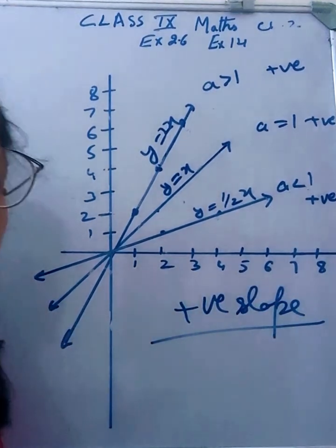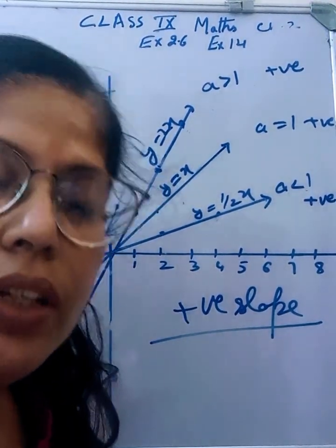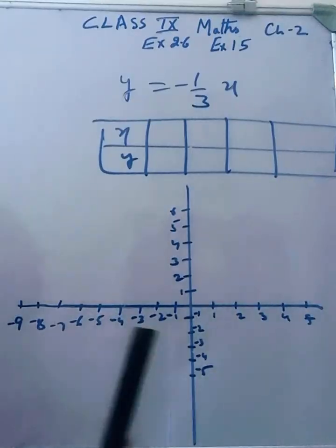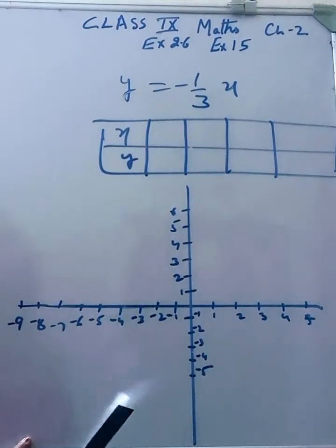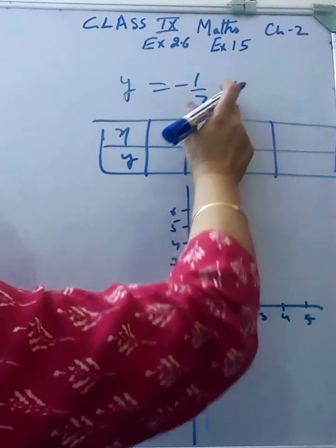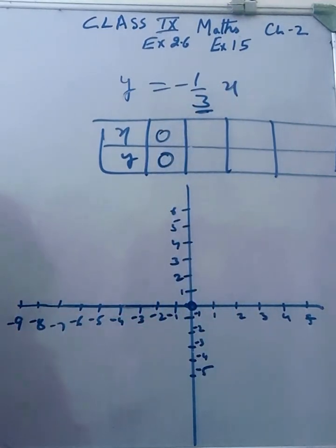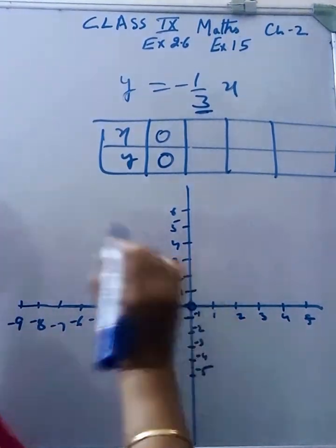And if A becomes negative, let's see in example 15 when A becomes negative. Now y is equal to minus 1 by 3, example number 15. Here A is negative. If we put 0, then it becomes 0. So all the lines which have B equal to 0 are passing through the origin 0, 0.